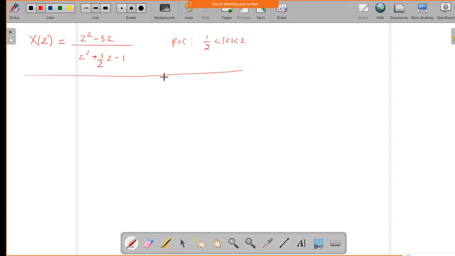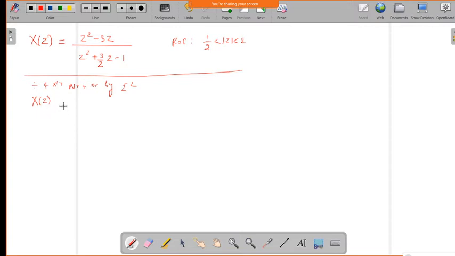Now how to find it out? Convert this in terms of z inverse. Multiply and divide by z power minus 2. So for X of z, multiply and divide both the numerator and the denominator by z power minus 2.